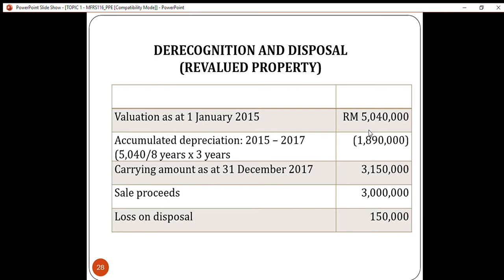1,890,000. How do we get the amount of accumulated depreciation? You can refer to this calculation. And the carrying amount as at 31st December 2017 is 3,150,000. We have to compare this carrying amount with the sales proceeds of the plant. The proceeds of the plant is RM 3 million. Since the carrying amount is higher than the sales proceeds, there is a loss on disposal amounted to 150,000.